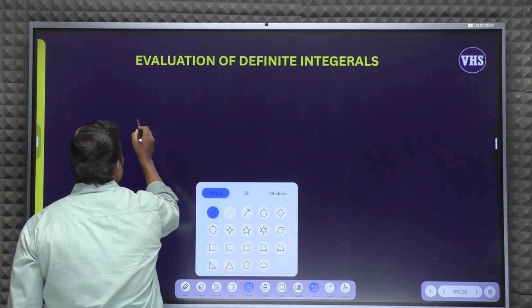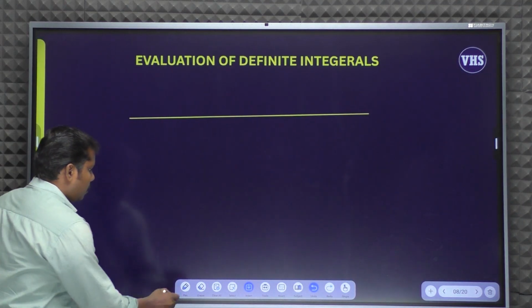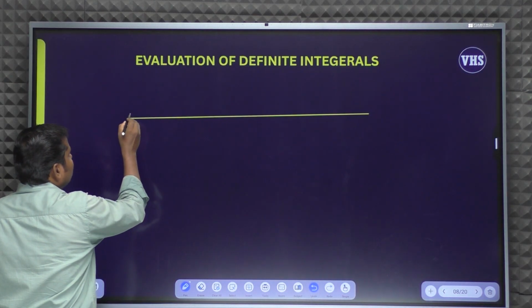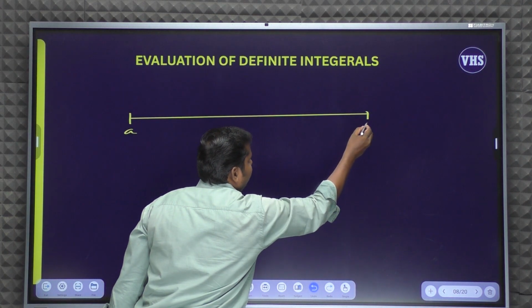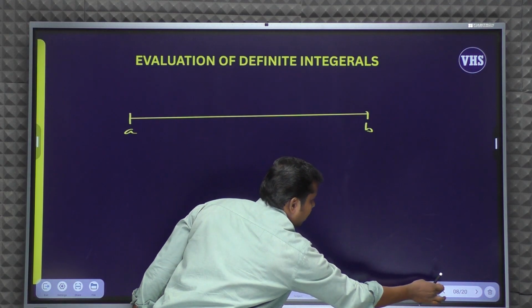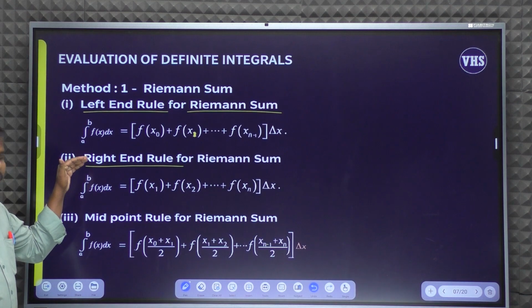Okay, let us consider a piece of the real line like this. Let us assume that this point is A and the ending point is B. In our given integral, it has been given that the integral starts with A and ends with B. So, A to B.